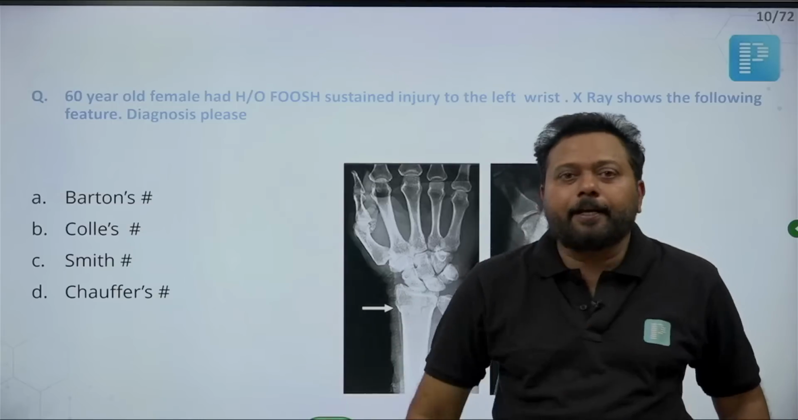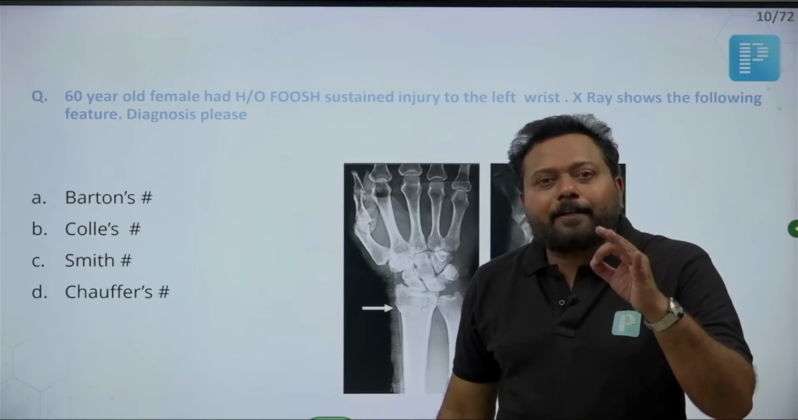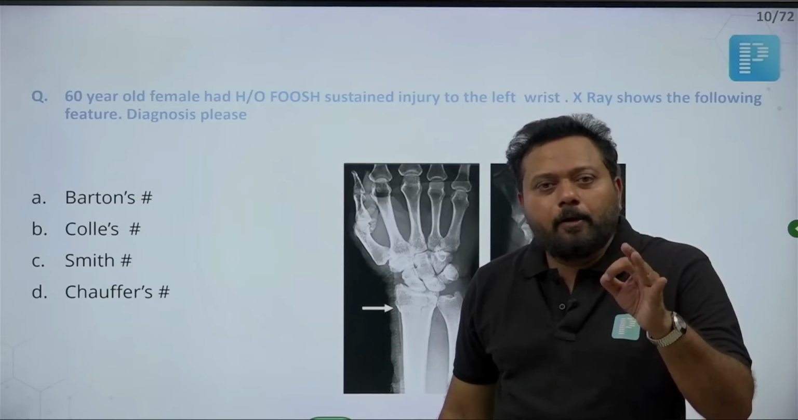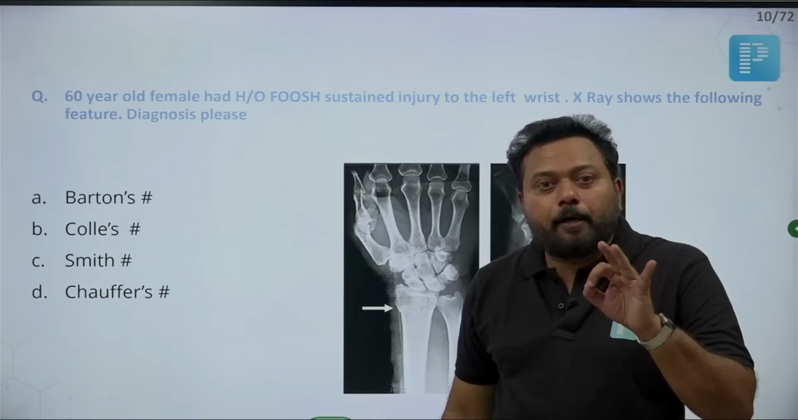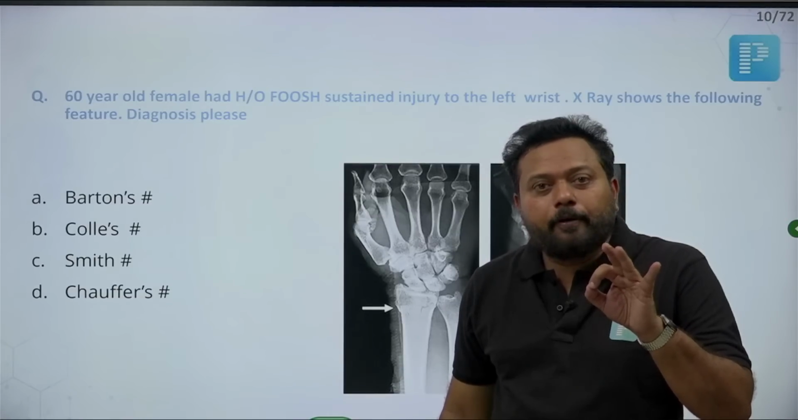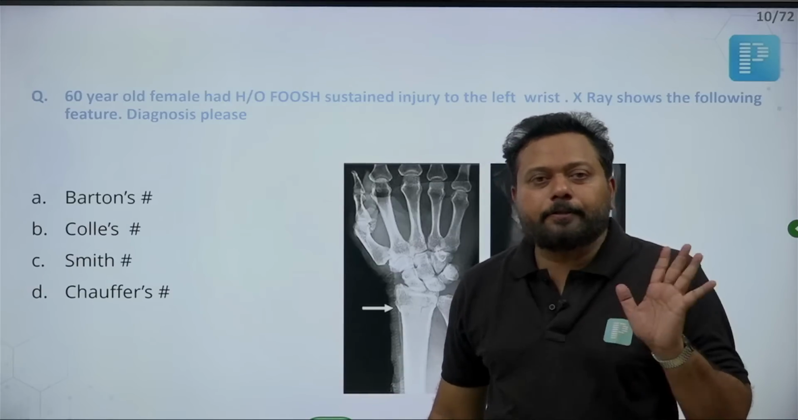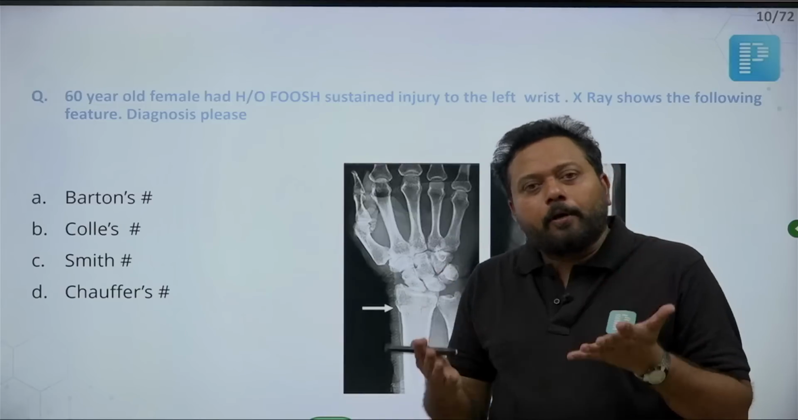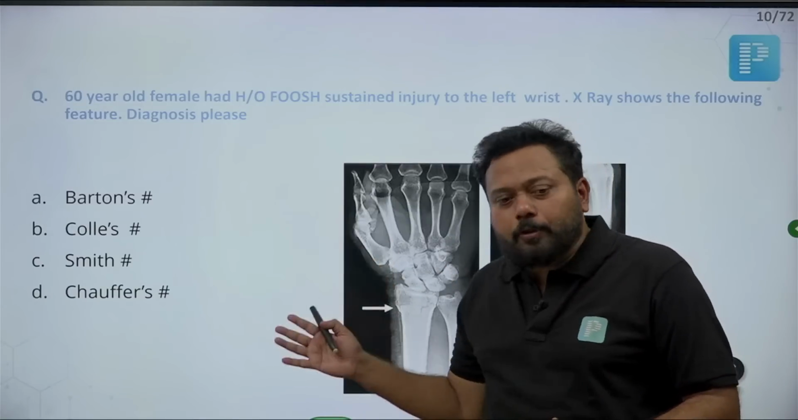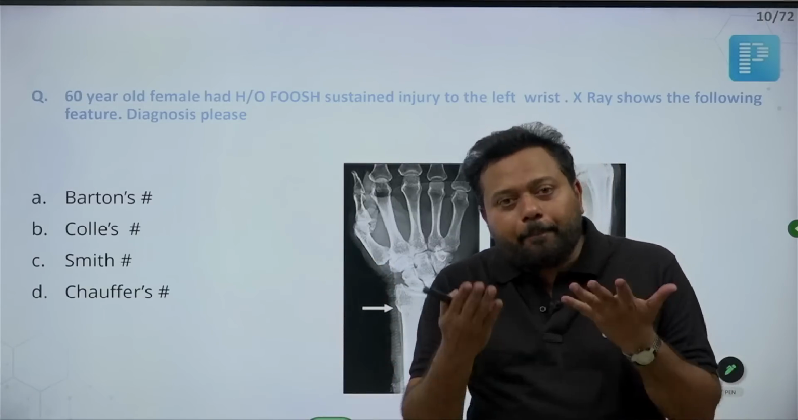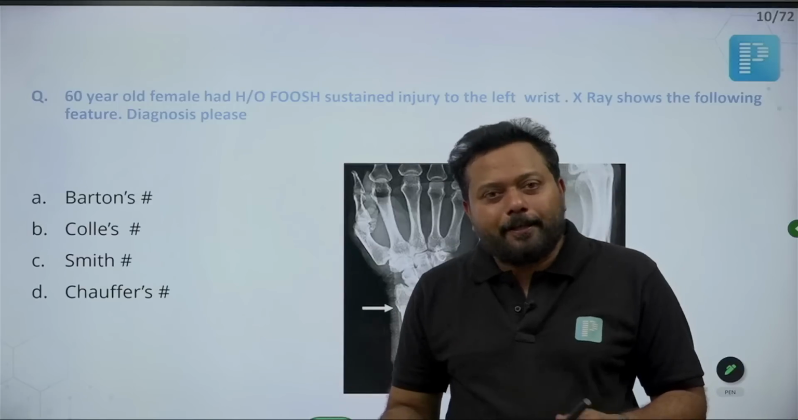I repeat once again, dear friends. Most common fracture of newborn: clavicle. Most common fracture of children: supracondylar. Most common fracture of young adults: scaphoid. Most common fracture of elderly: Colles. See a correlation: all these most common fractures are happening in the upper limb. Is it a coincidence?